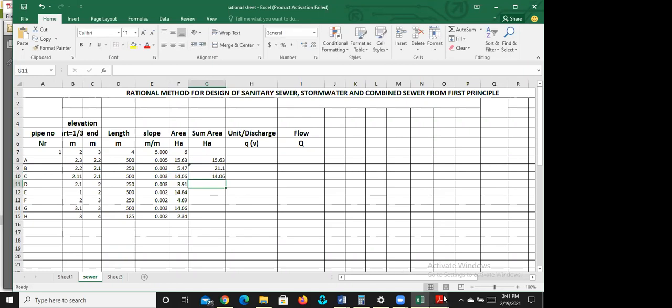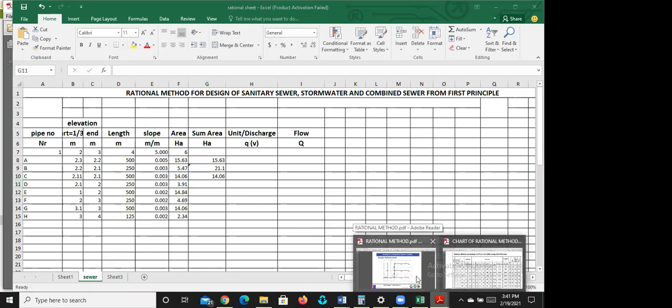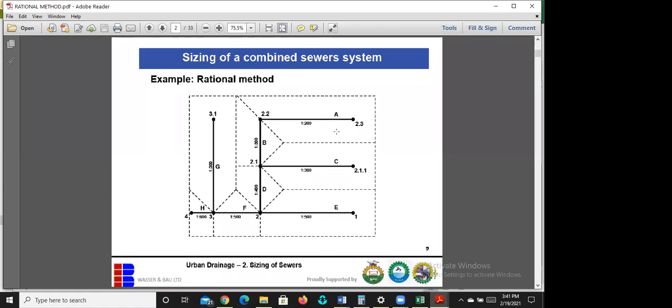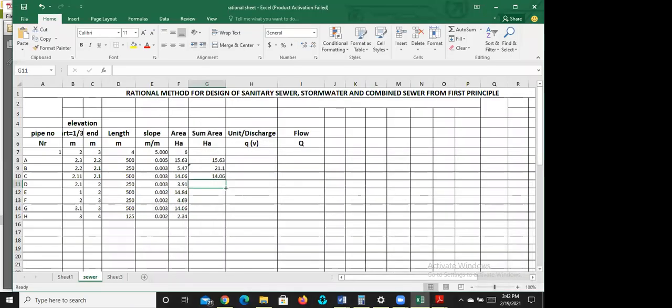Be looking at your chart. Be looking at this while I'm doing this, probably if you have printed this. At this point, all the discharge here and all the discharge of B are here. When you come to this place, it becomes the discharge of C plus the discharge of B. So while we are in D now, D becomes A plus B plus itself.